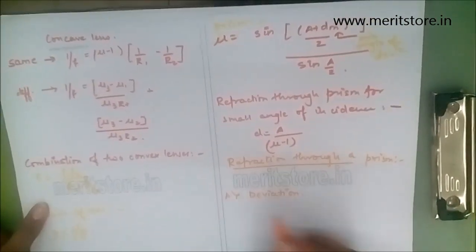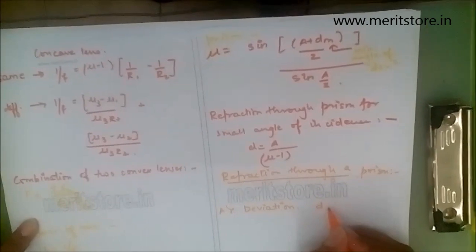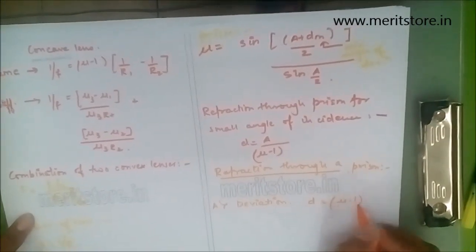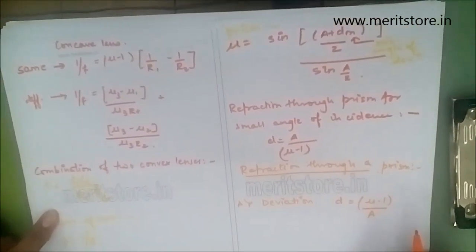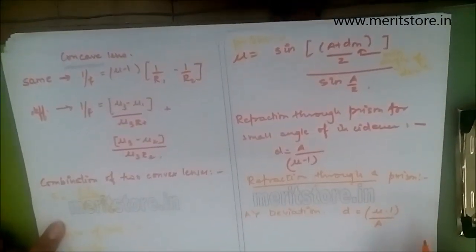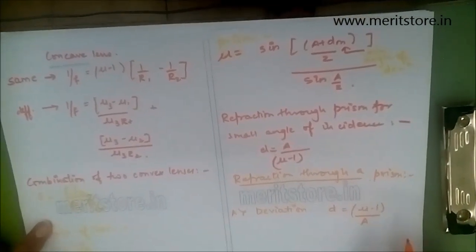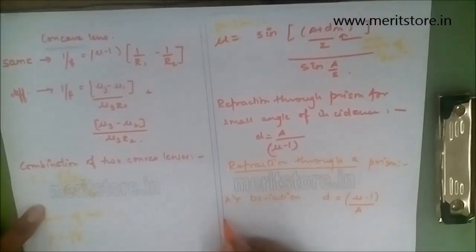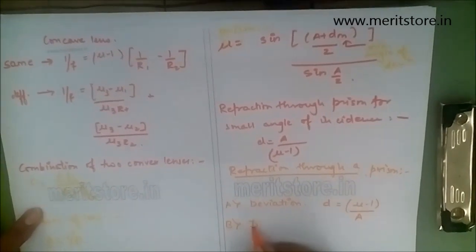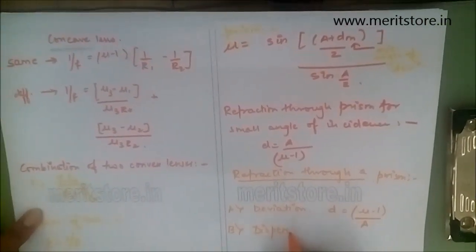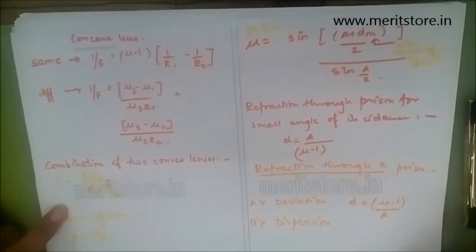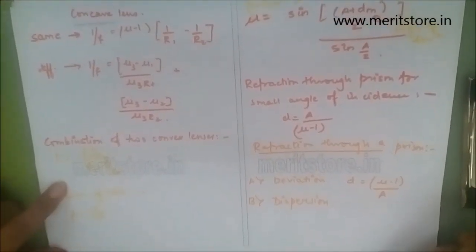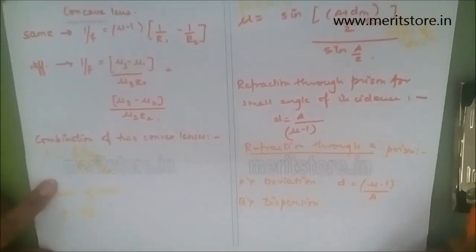It is given as d is equal to mu minus 1 upon a. Here a is the refractive angle of the prism and mu is the refractive index of the material of the prism for that particular wavelength of light. The second phenomenon is dispersion. A ray of light that contains more than one wavelength while passing through the prism splits up into a number of rays. The phenomenon is called dispersion.